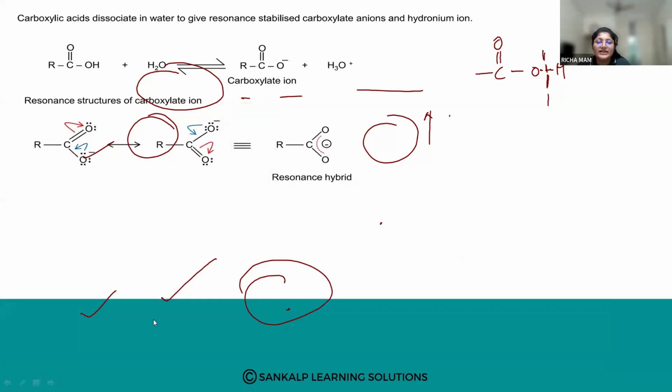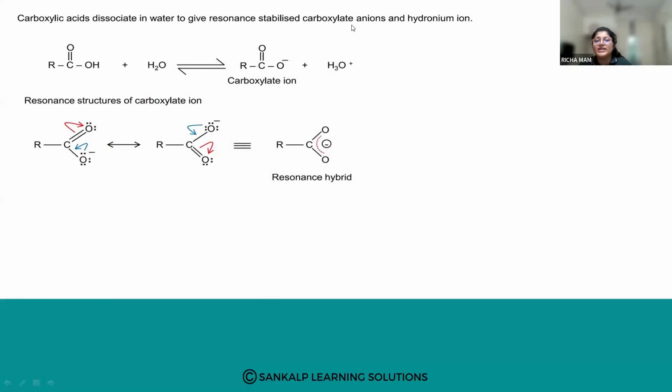Carboxylic acids dissolve in water and give resonance stabilized carboxylate anions and hydrogen ion. So when it dissolves in water, you are going to get a carboxylate ion. The resonance of the carboxylate ion is given below. Just go through it.